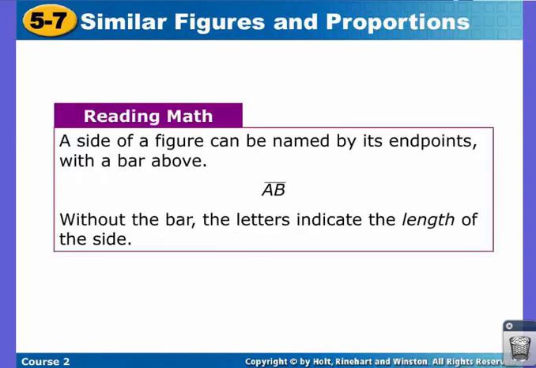Okay? Now, the other thing is this naming procedure. It says a side of a figure can be named by its endpoints with a bar above it. So that we would read this as line segment AB. And we're talking about the actual side itself. Without the bar, the letters indicate the length of the side. So we would say AB is equal to 5 inches, that kind of thing.